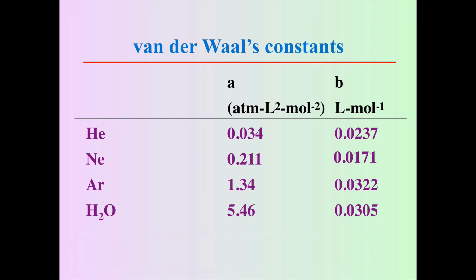All right, so here are some van der Waals constants, right? Helium is the smallest gas particle, and it's very non-polarizable, so it has a very small A value and a very small B value. Whereas water, which is really polar, has a large A value. Still, it's a pretty small molecule, so a pretty small B value.